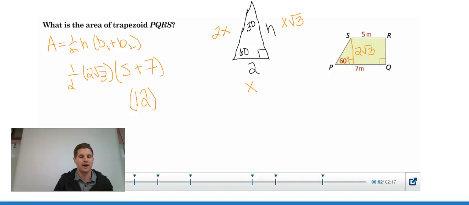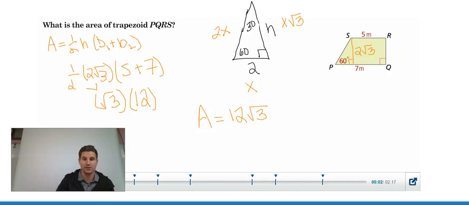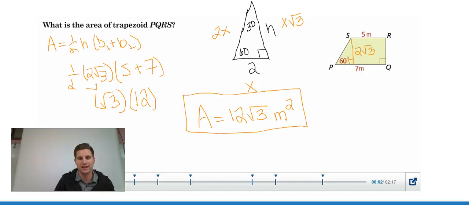And 2 rad 3, and take half of it, that's going to end up with just rad 3 if we combine those two. And rad 3 times 12, we'll call that 12 rad 3. Remember, whole numbers and radicals don't actually combine with each other. And we can leave this in the simplest radical form. We're going to call this square meters because we are dealing with area.